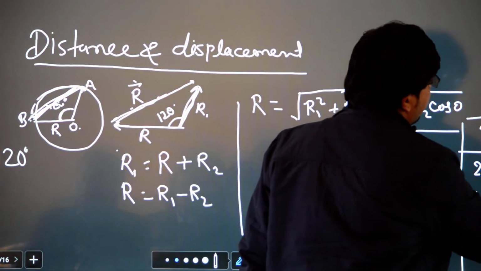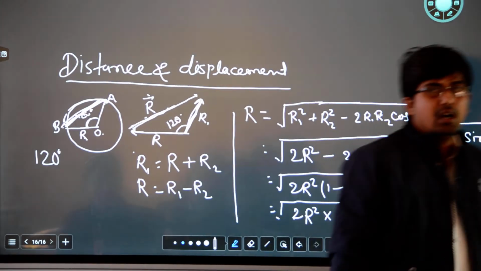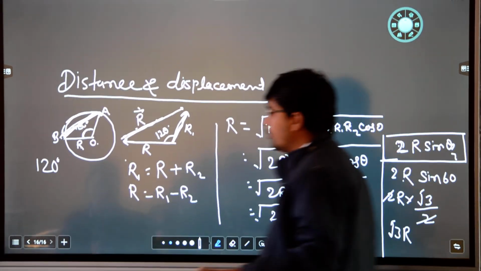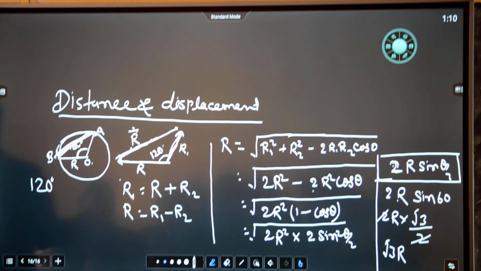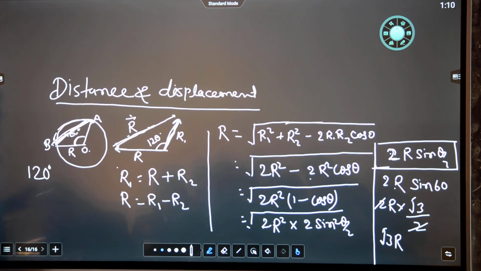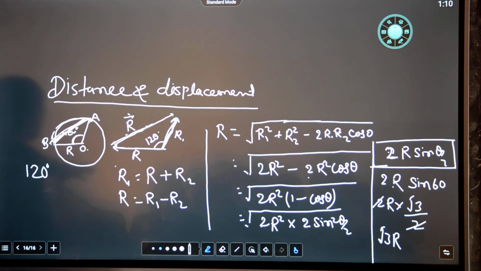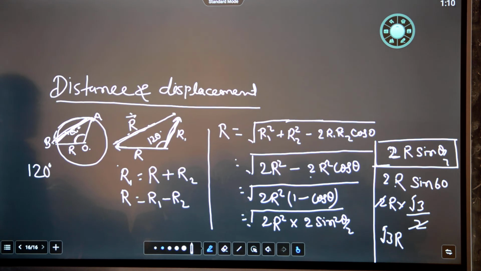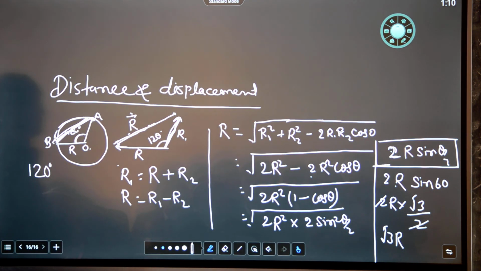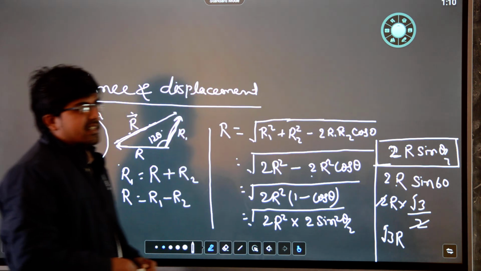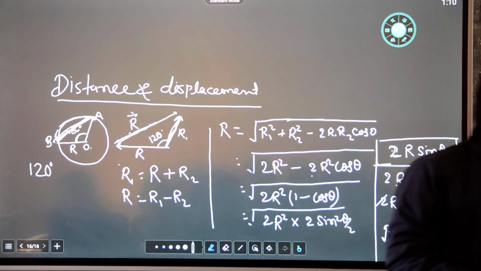We should always memorize this formula. This is always applicable for the circular concept. Any time we find the displacement of any circular path, we use this formula, if an object moves through any angle. If you want, you can write it now. Your answer is root 3R, not 2R.